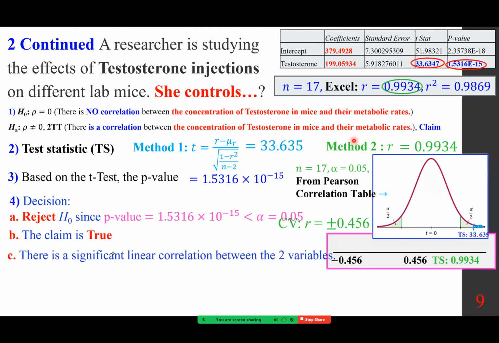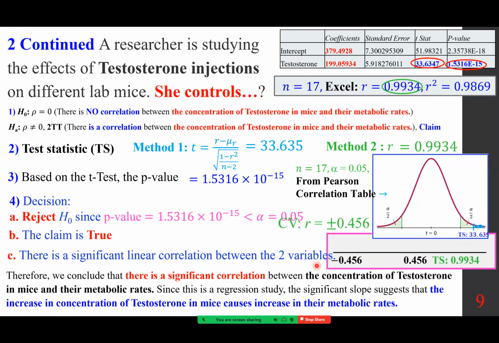There is a significant linear correlation between the two variables. Therefore, we conclude that there is a significant correlation between the concentration of testosterone in mice and their metabolic rates. Since this is a regression study, the significant slope suggests that the increase in concentration of testosterone in mice causes increase in their metabolic rates.